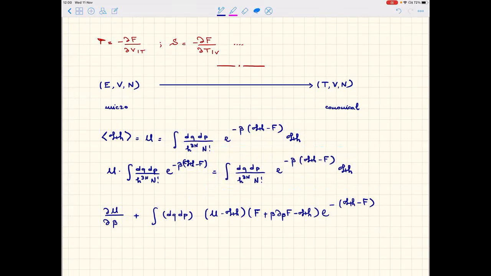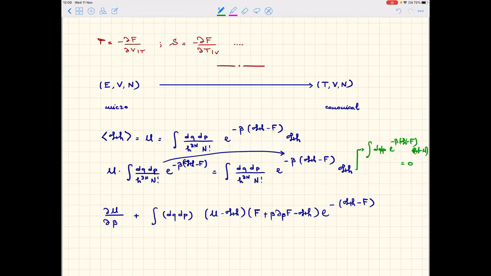Equal to this. Right? You agree with me? Yes. Because this is equal to 1. And therefore now when I take this on the other side, you see that I can rewrite this as integral dq dp e to the minus beta (h minus f)(h minus u) equal to 0. Okay? So that's how I get there.